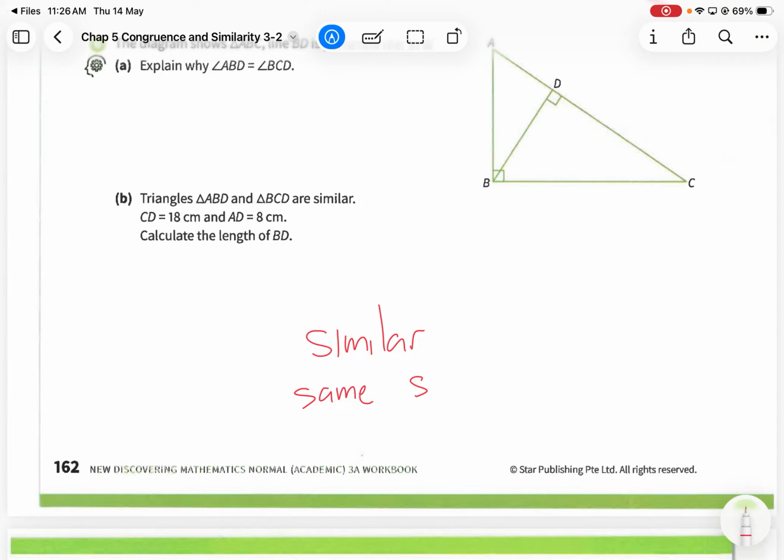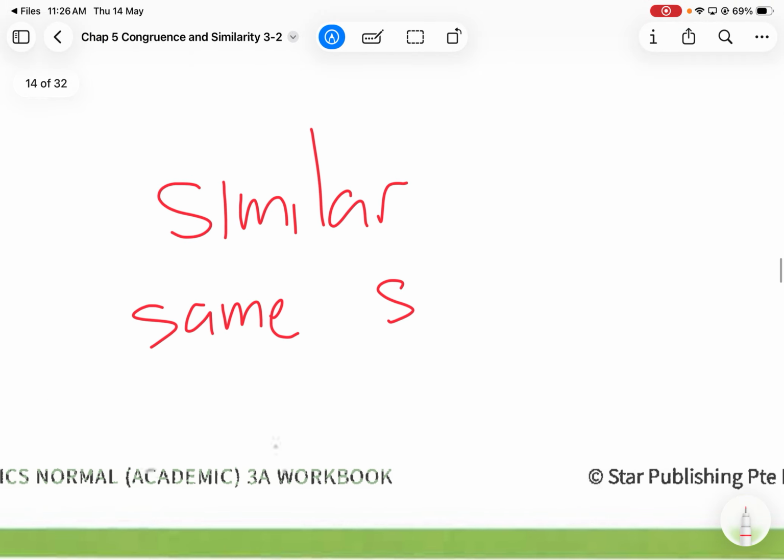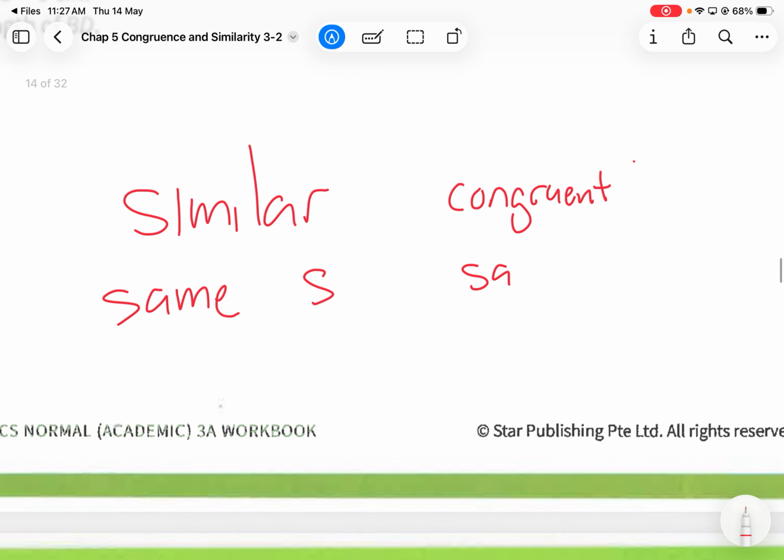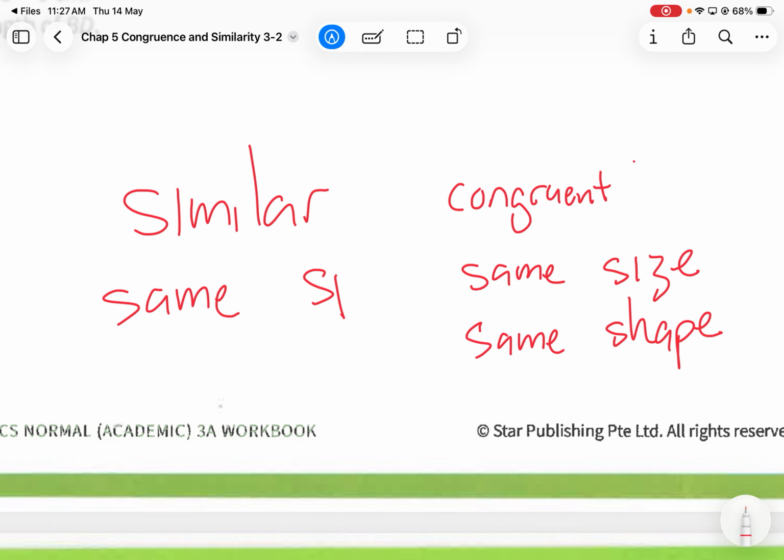Start with S. What is the word? Size. No, it's not size. I just told you not size. Congruent, then same size. Similarity. Shape. Yes. What are we? Same similarity. Same shape.